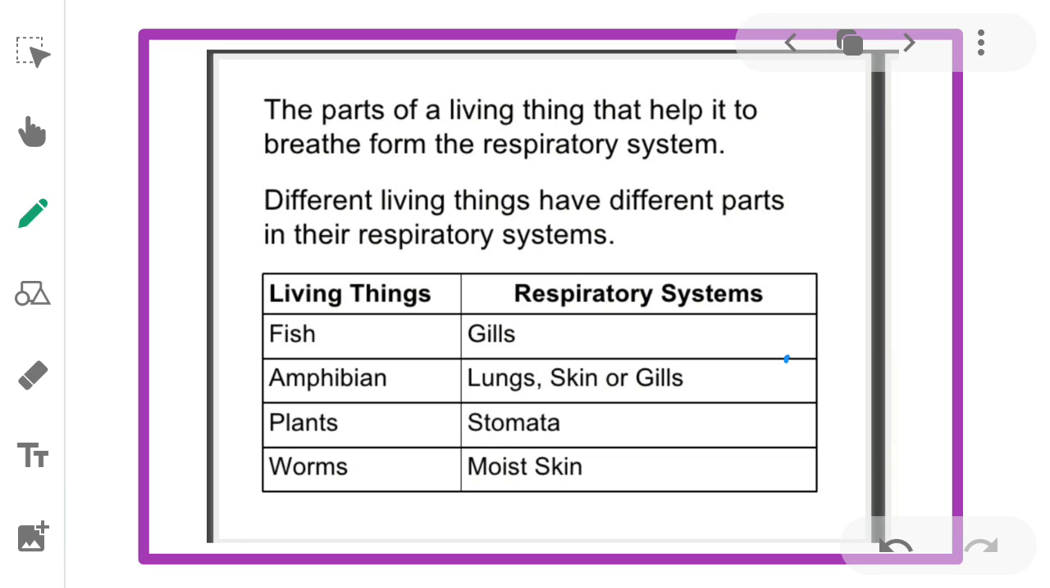Some specialized vascularized structures called gills and vascularized bags called lungs are used for the exchange of gases. For example, in aquatic arthropods and mollusks, gills, and in terrestrial forms, lungs. Among vertebrates, fishes use gills, whereas reptiles, birds and mammals respire through lungs. Here, as you know, fish respire through gills, amphibians through lungs, skin or gills, plants through stomata and worms through moist skin. Only the mammals have a well-developed respiratory system.